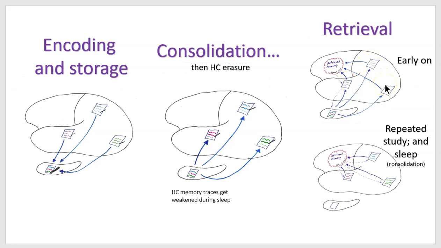So early on in the learning stage, we need the hippocampus to help us reactivate. But if we go through successful consolidation over time and we repeatedly study, we will have strong cortical memory traces that we can access without the hippocampus.